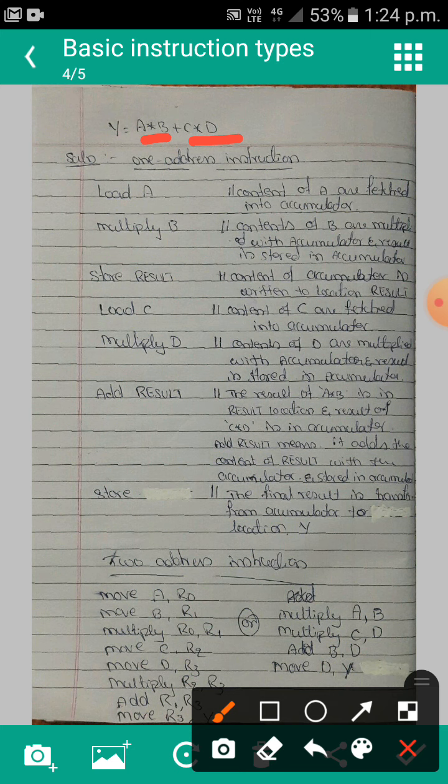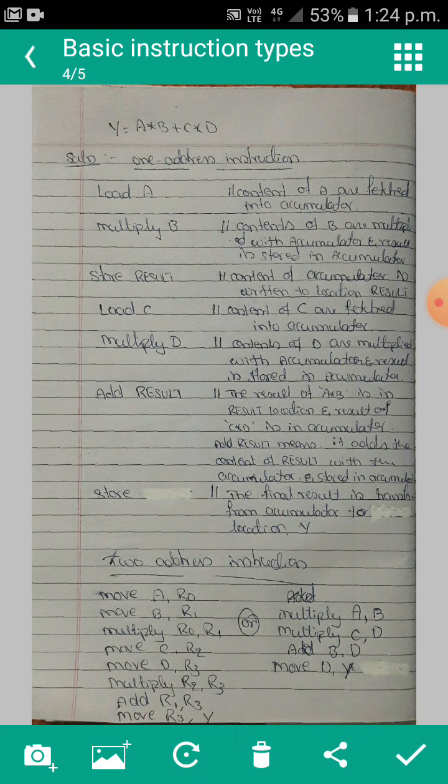So first we have to perform the multiplication of A and B and the multiplication of C and D, and the result of this multiplication and this multiplication is added. So this is this and this is added. Okay, let's see how to write that one.